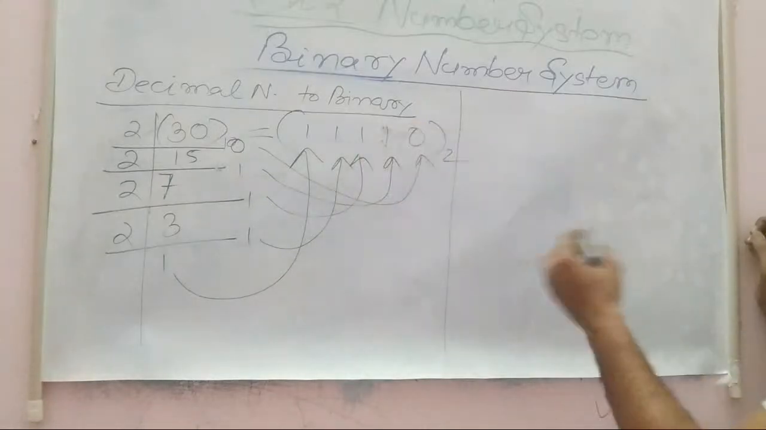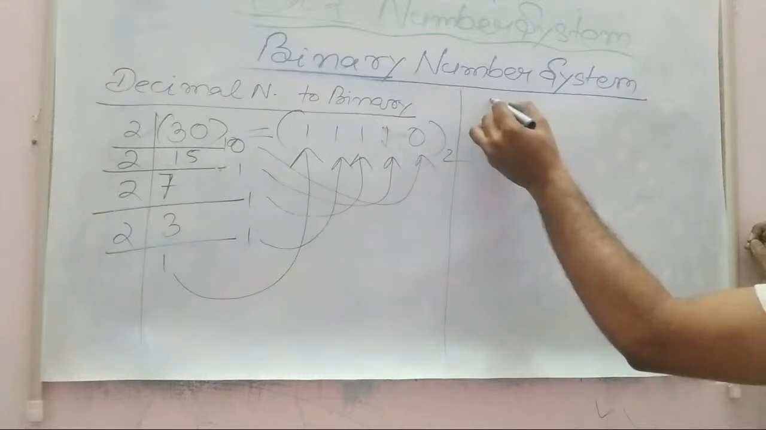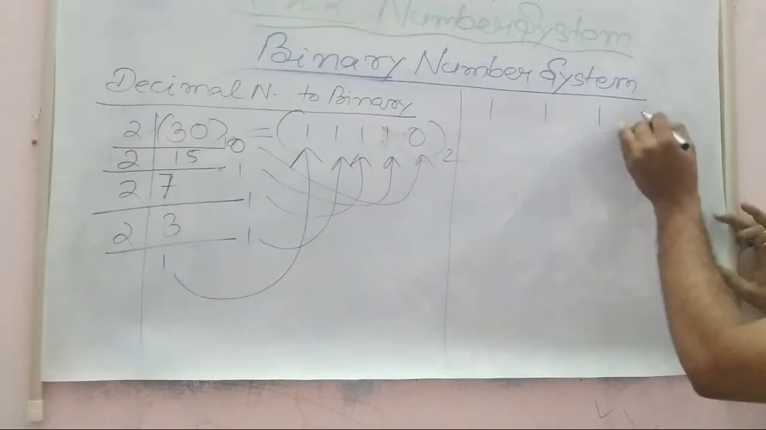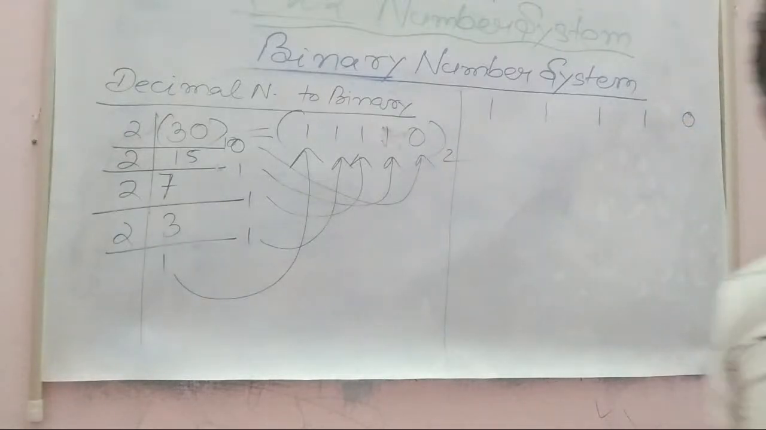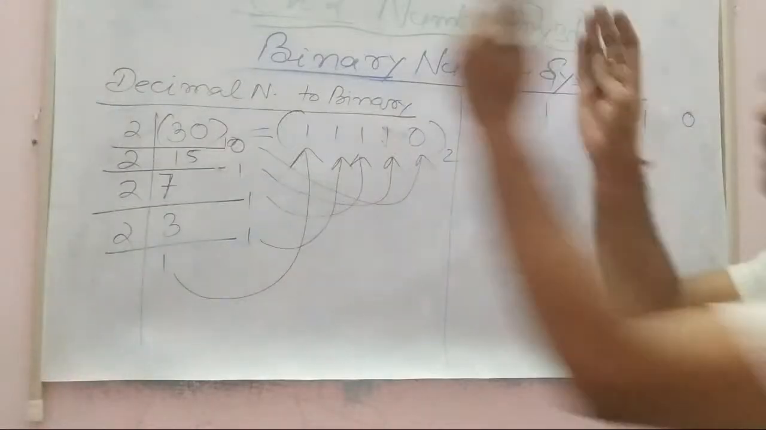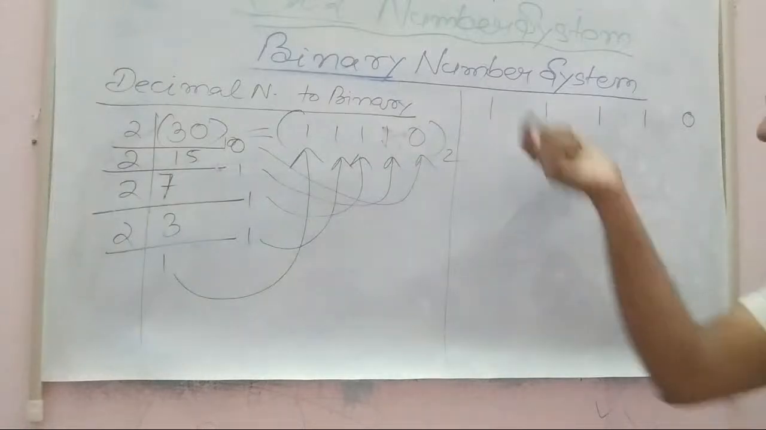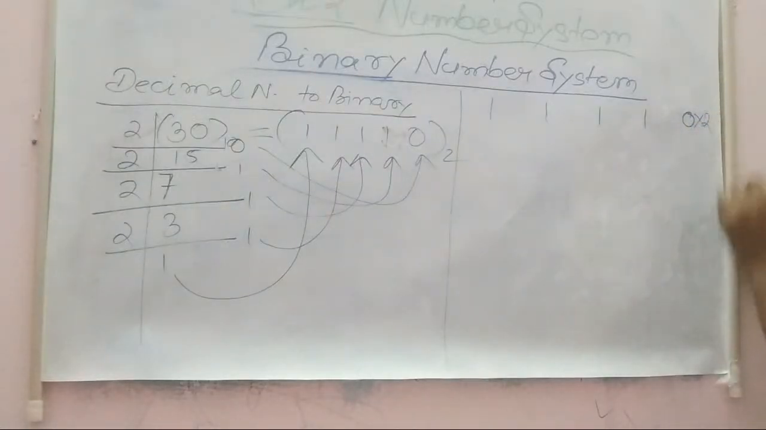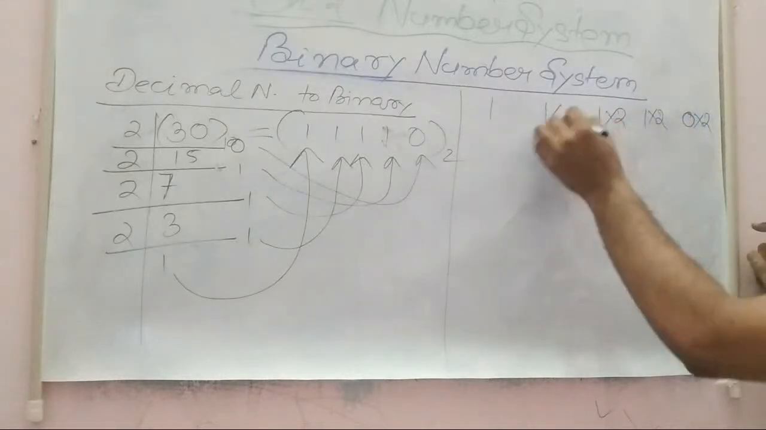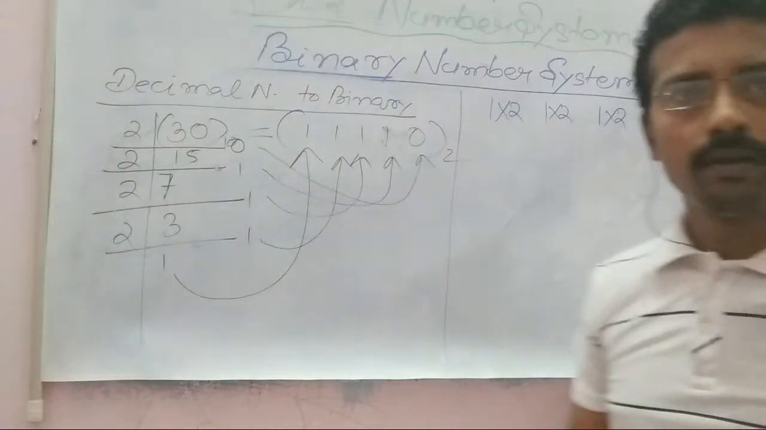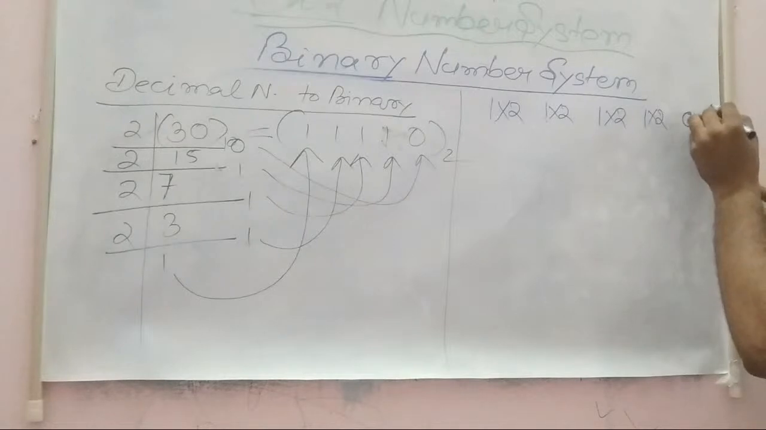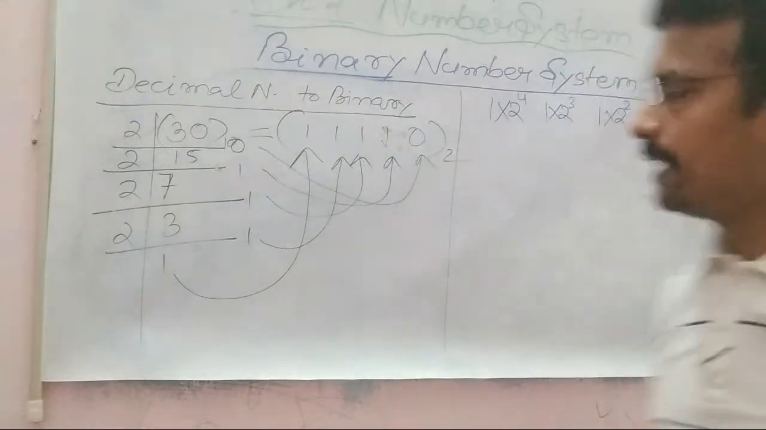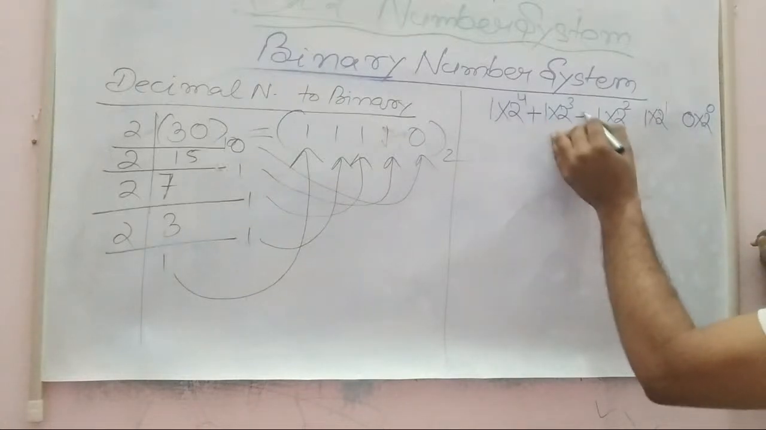first you take the binary number separately. Suppose I have taken the same number separately, with each digit separated: 1, a little far, 1, a little far, 1, a little far, 1, and 0. Each digit of the binary number should be written a little far from each other. After that, multiply each digit by 2. After multiplying, you raise the power from the right hand side, starting at 0 and increasing 1, 2, 3 and 4. After that you calculate by adding all of these.